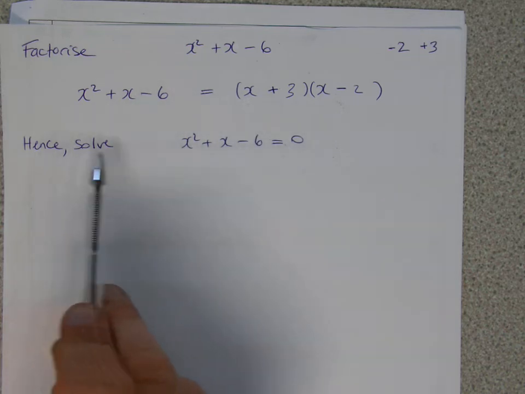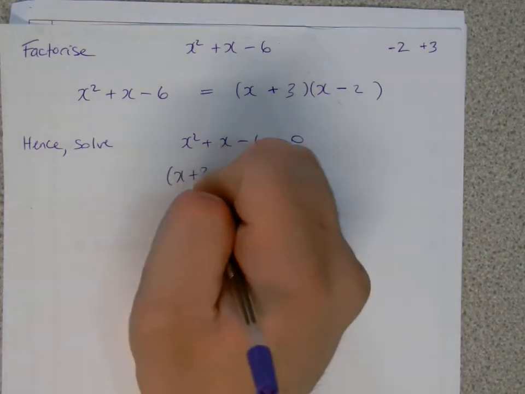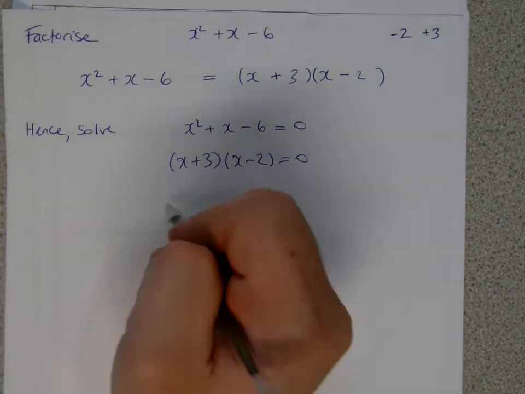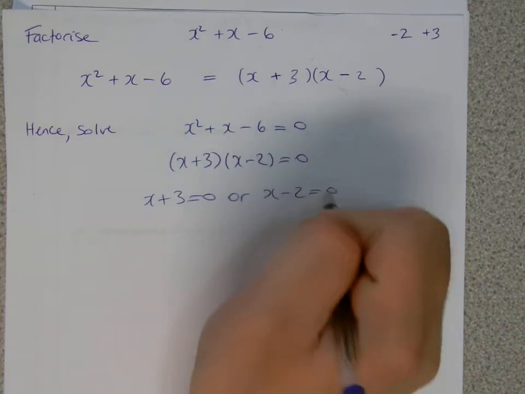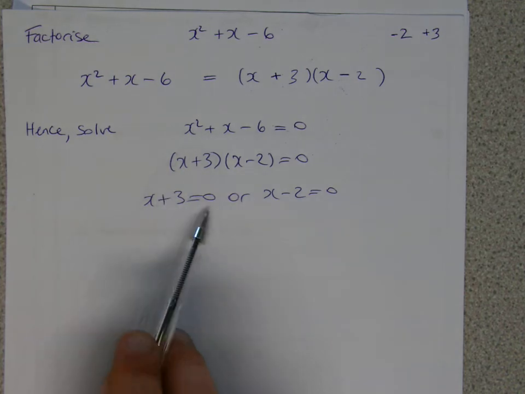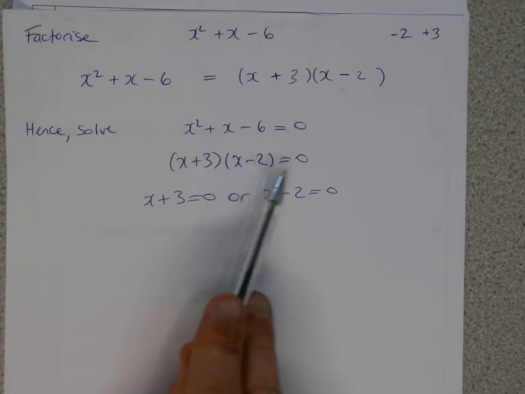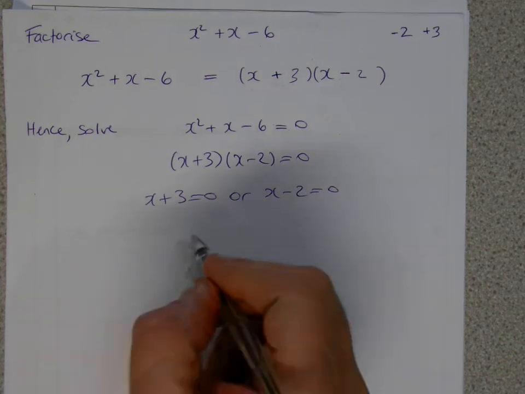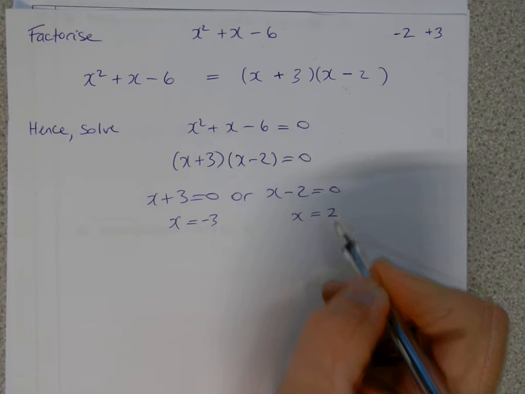So when it says, hence solve this equals 0, we can use the brackets, can't we? We put (x plus 3)(x minus 2) equals 0 instead. And then, if you remember what we said, either x plus 3 equals 0 or x minus 2 equals 0. We put the factors equal to 0, because when you've got two brackets multiplied together equal to 0, one of them has to be 0 to get the result 0. So we say the first factor is 0, or the second factor is 0. To get the solutions, we take the 3 over, it becomes minus 3. Take the minus 2 over, it becomes positive 2.